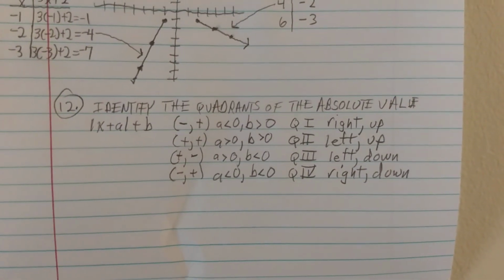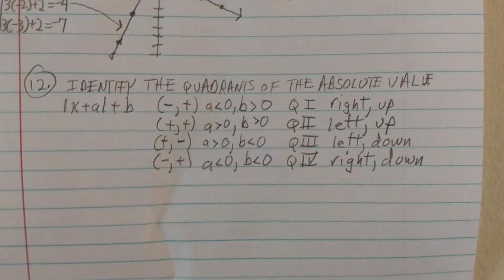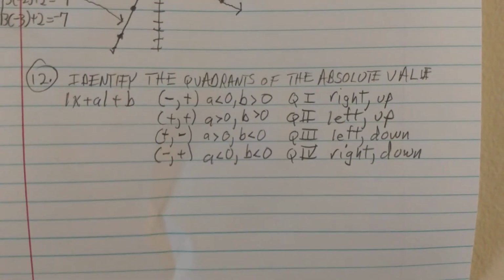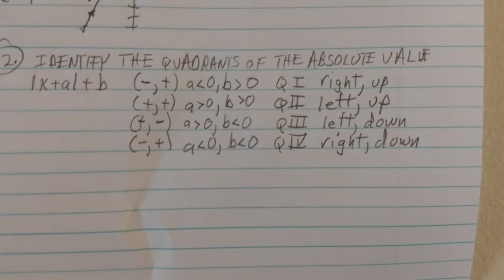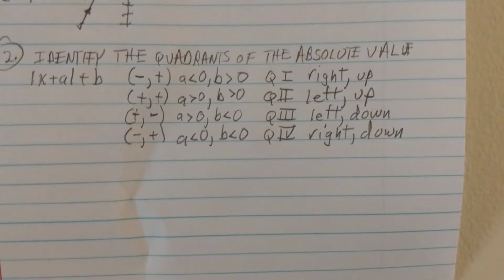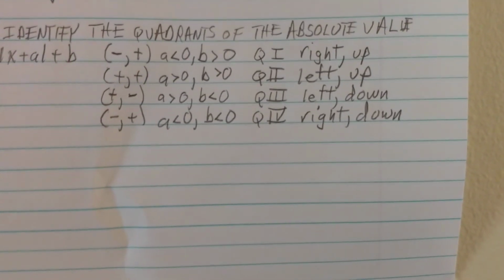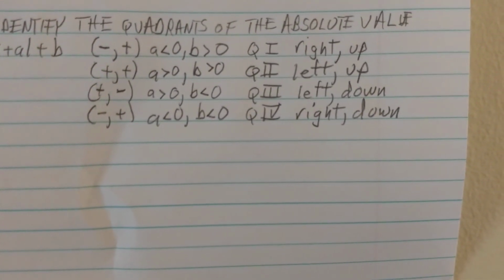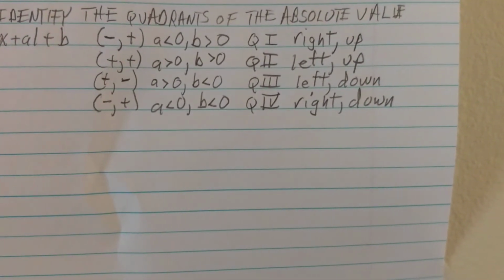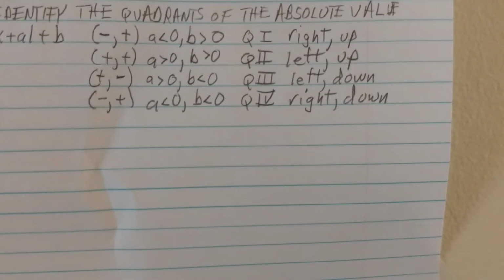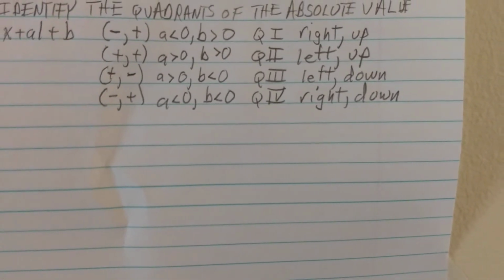And for the last question, we want to identify the quadrants for an absolute value equation, absolute value of x plus a, plus b. Well, to get quadrant 1, we would be having negative and positive, or a less than 0 and b greater than 0, which would make it right and up. For quadrant 2, we would be positive and positive, or a greater than 0, b greater than 0, which would be left and up.